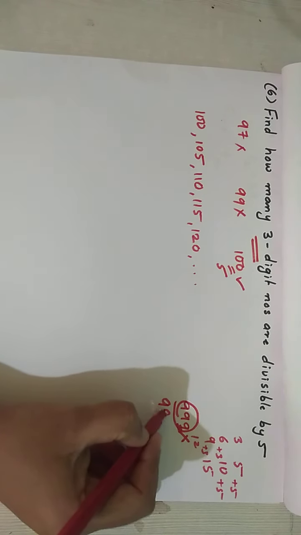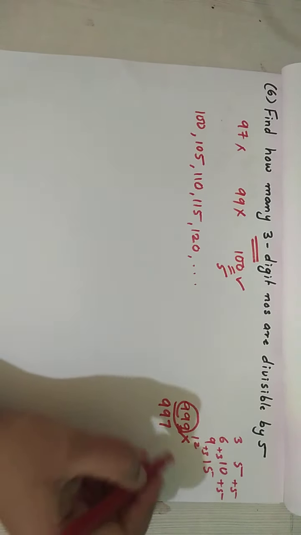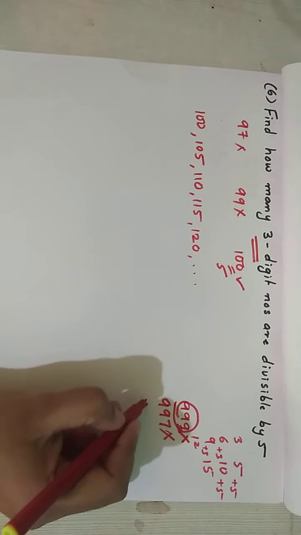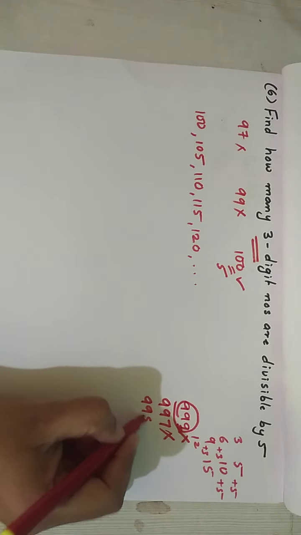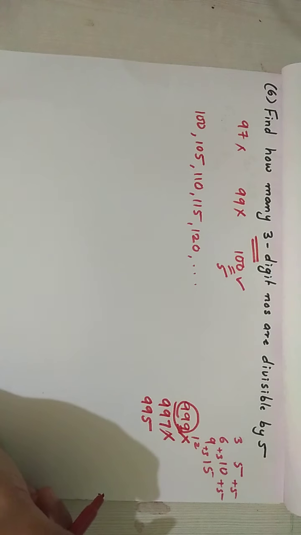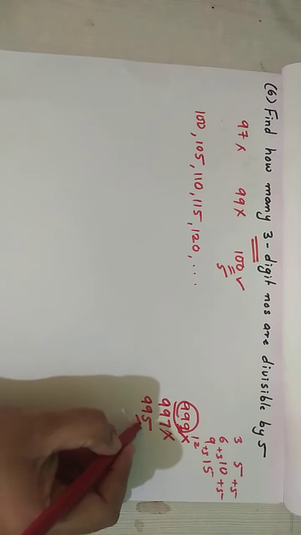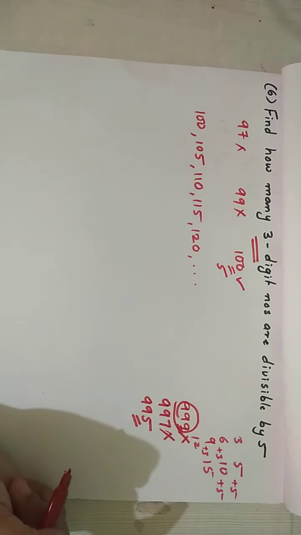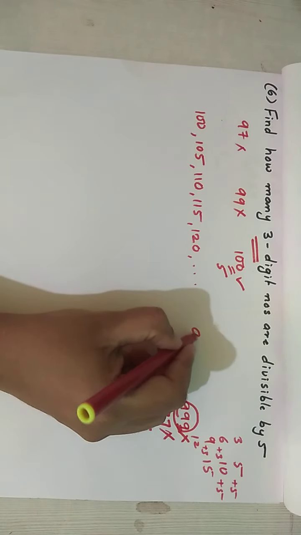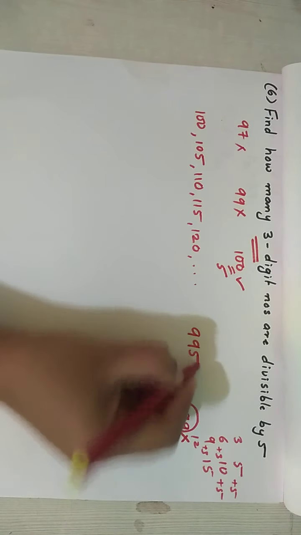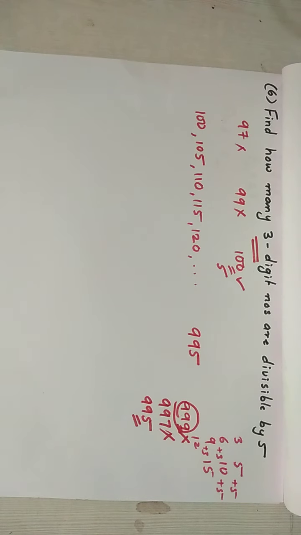Does 997 go in the table of 5? No. Then let's try number 995. Does 995 go in the table of 5? Yes, because in the last we have 5. So the last 3-digit number which will be divisible by 5 is 995.